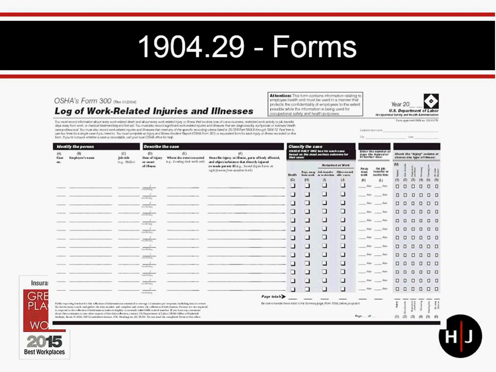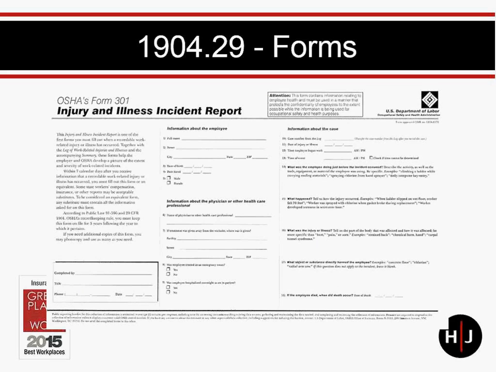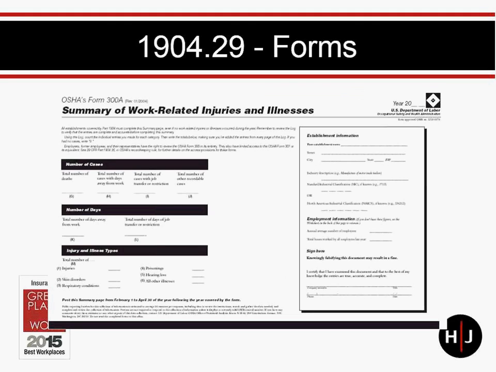You're required to post something. It's not the 300. It's the 300A. I'm sorry, this is the 301. That's an optional form, your injury and illness report, if you want to use that. But here's the 300A. This is what you post.